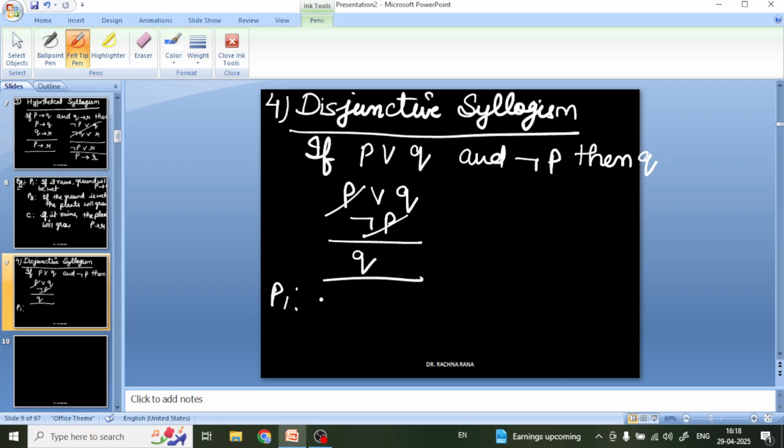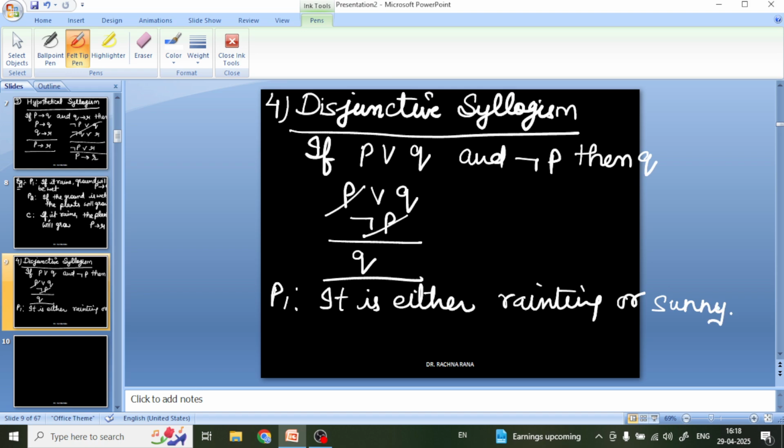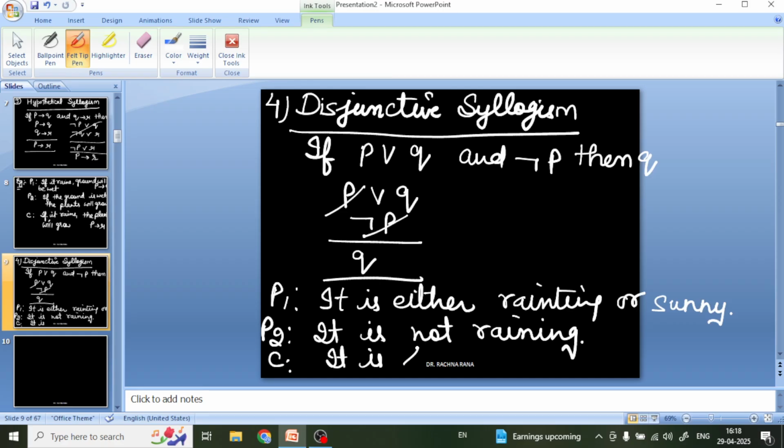For example, premise 1: it is either raining or sunny. Premise 2: it is not raining. Conclusion: it is sunny. Means P or Q, not P, and Q.